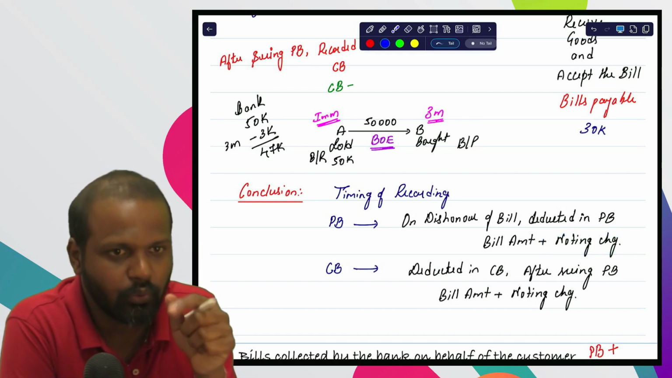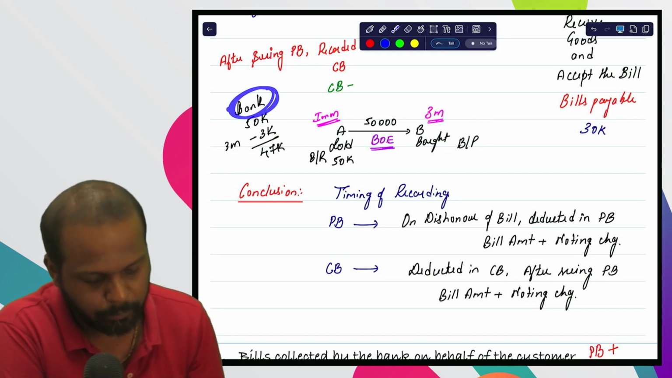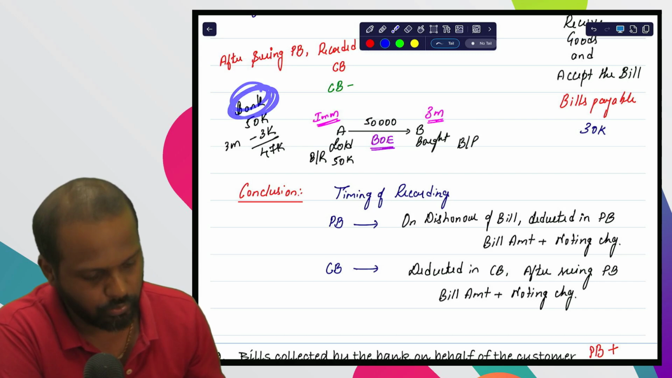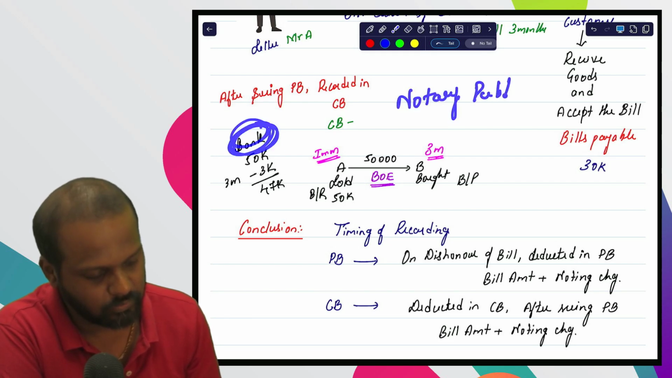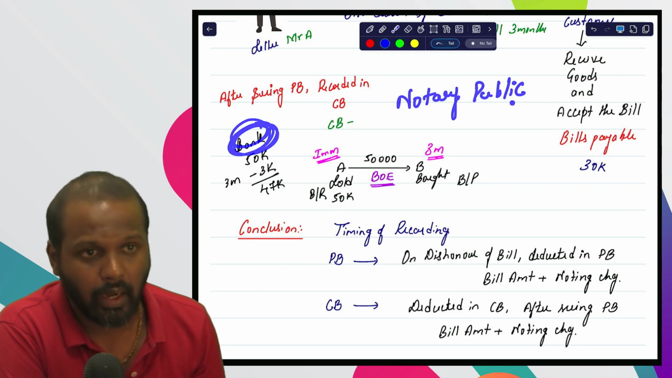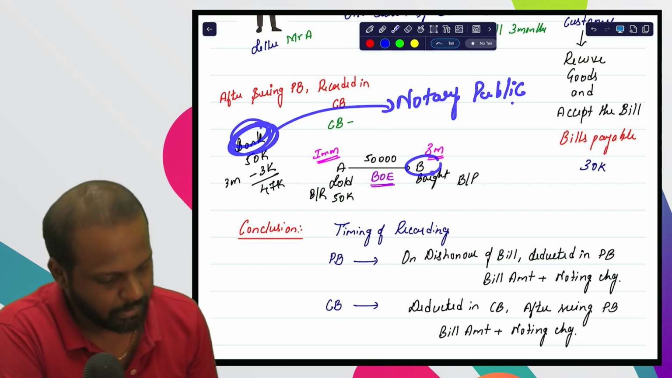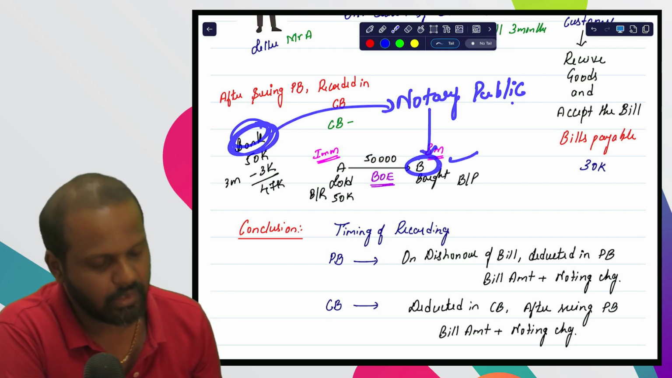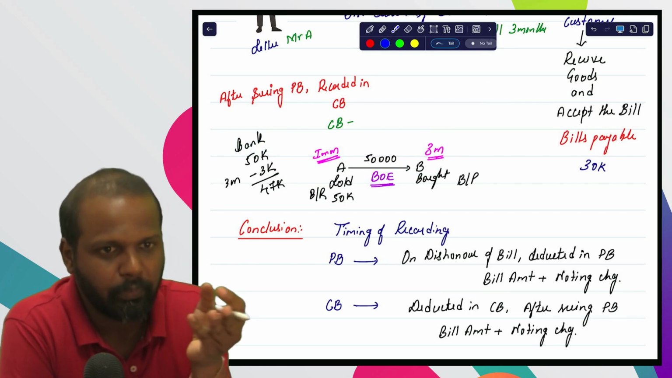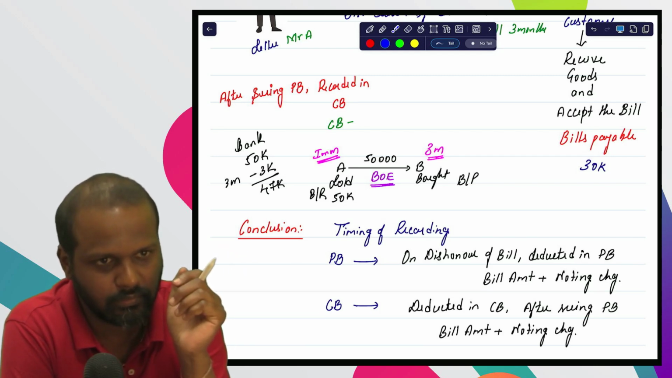See, whenever the bill is going to get dishonored, what will the holder of the bill do? The holder of the bill is going to go to a person called a notary public, a government official. The bank will tell the notary public, sir, B has accepted a bill but he is not making the payment. Then the notary public will call B and try once. The notary public will tell B, sir, you have accepted the bill, so please make the payment because 3 months is over, the due date is over. Now you have to make the payment of 50,000.